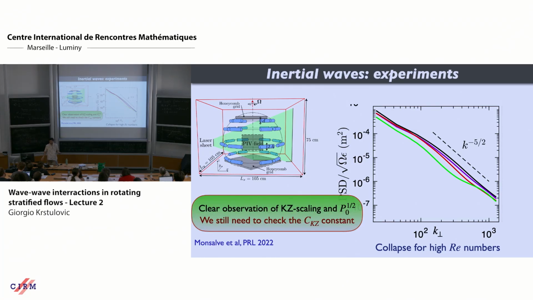We still need to check if it's a good solution by computing the KZ constant, and this has not been done. It could be possible from the last paper of Sebastian.